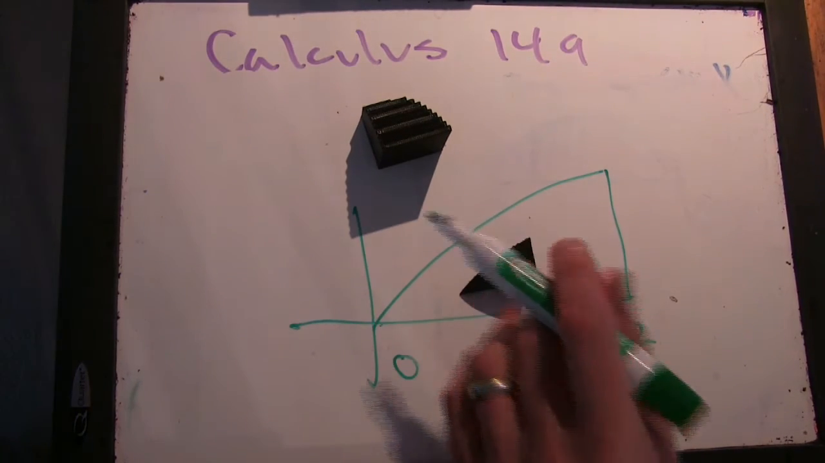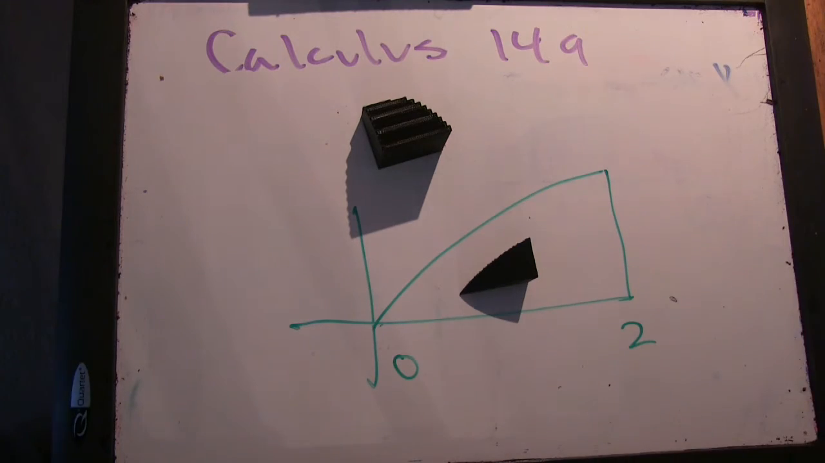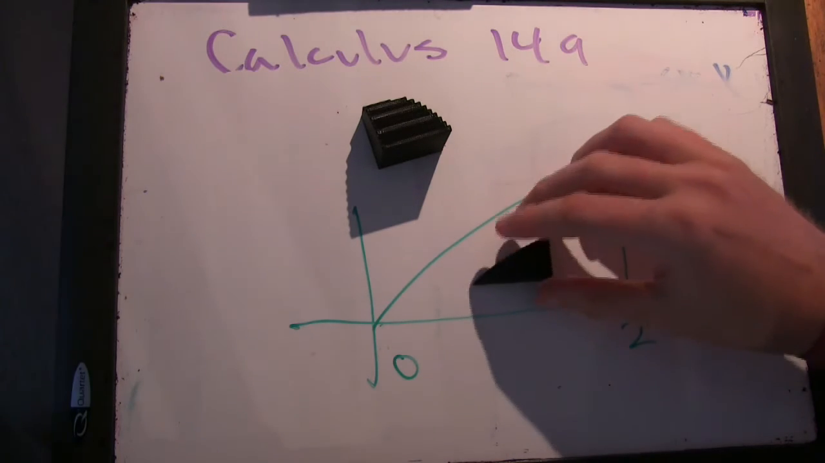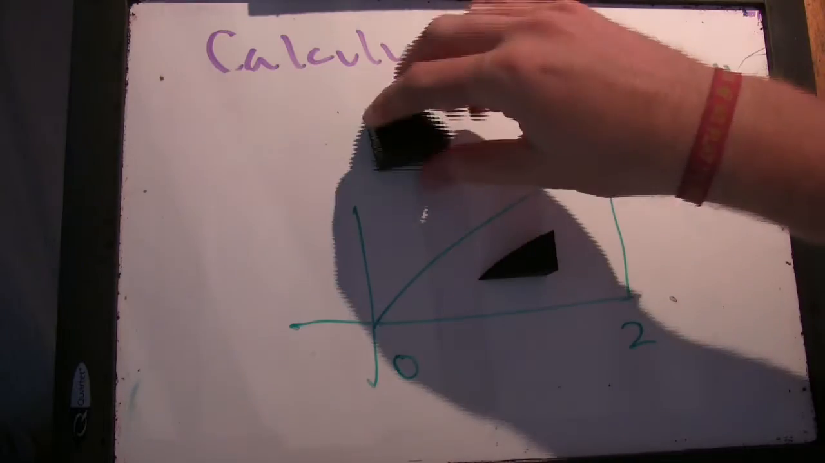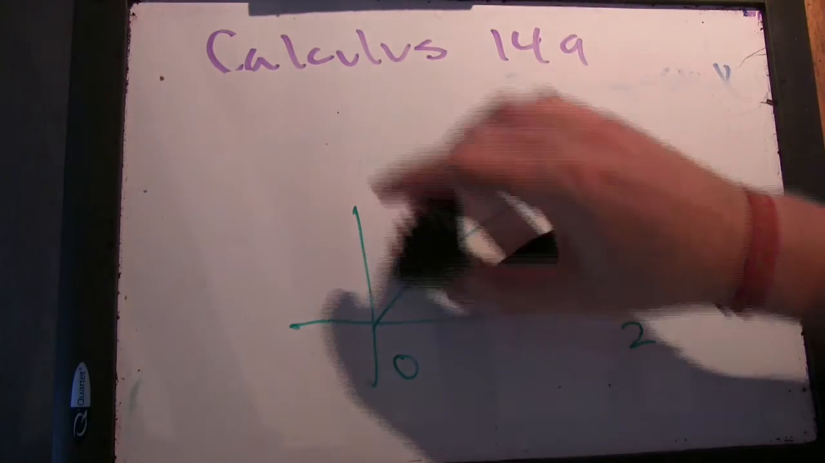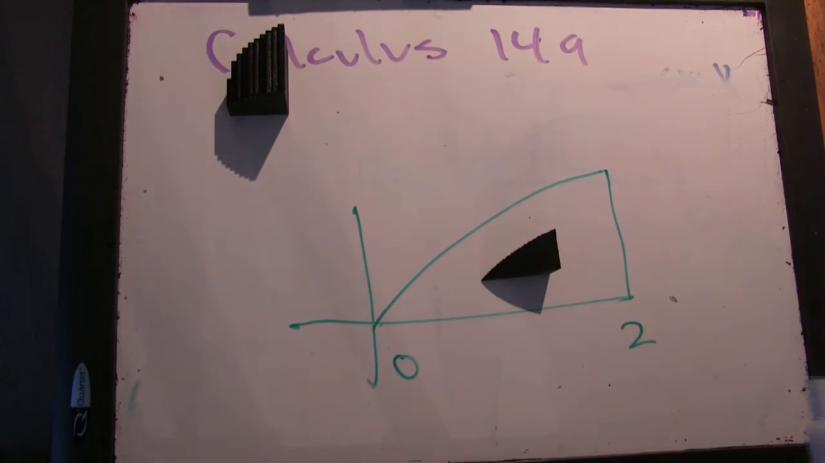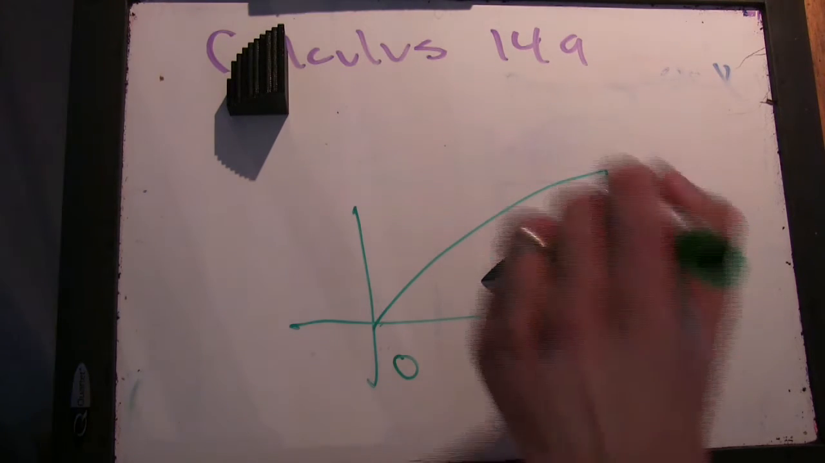So I have square root of x from 0 to 2, and this time when I slice, this isn't rotating around an axis or anything, this is just a shape. It looks like this, or like this. And when I slice it now, I get squares. So how would I figure out the volume of this shape?